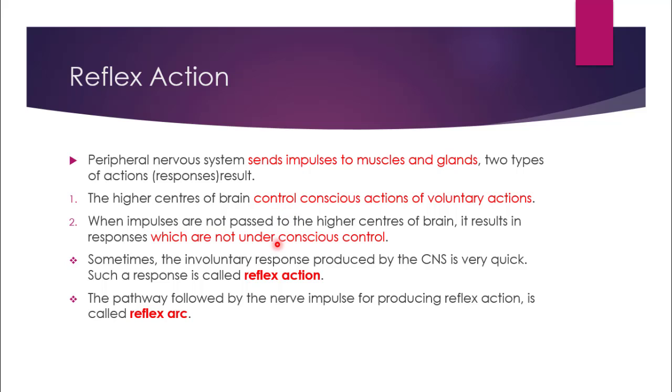It means either the impulse will produce a voluntary result or it will produce an involuntary result. Sometimes the involuntary response that is produced by the central nervous system is very quick, and that quick response is called reflex action. And the pathway that is followed by the nerve impulse for producing this quick response or reflex action is called the reflex arc.